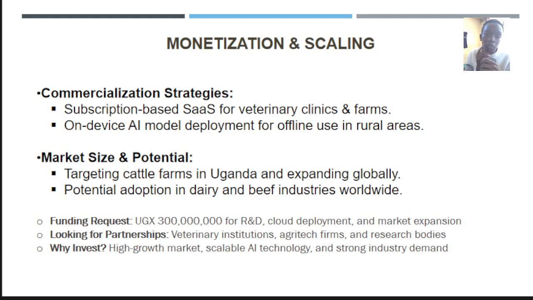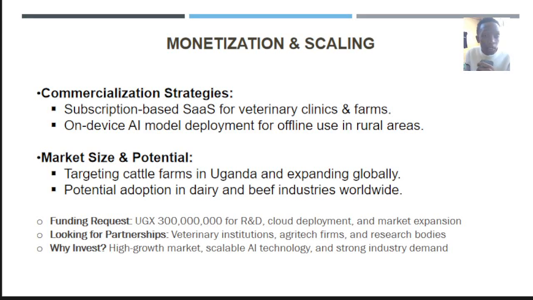And on scaling and monetization, basically we want to be able to earn money through a subscription based on software as a service for veterinary clinics and farmers. And for those in far places like the rural areas, we want to give them the on-device AI model deployment for the offline version.